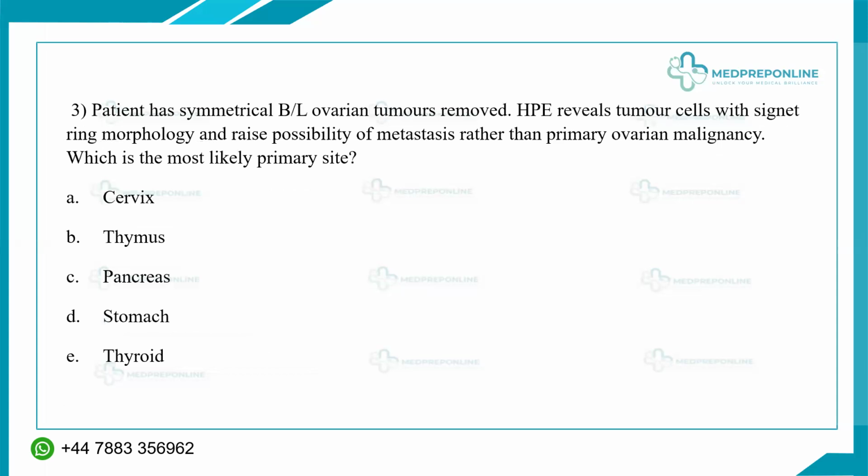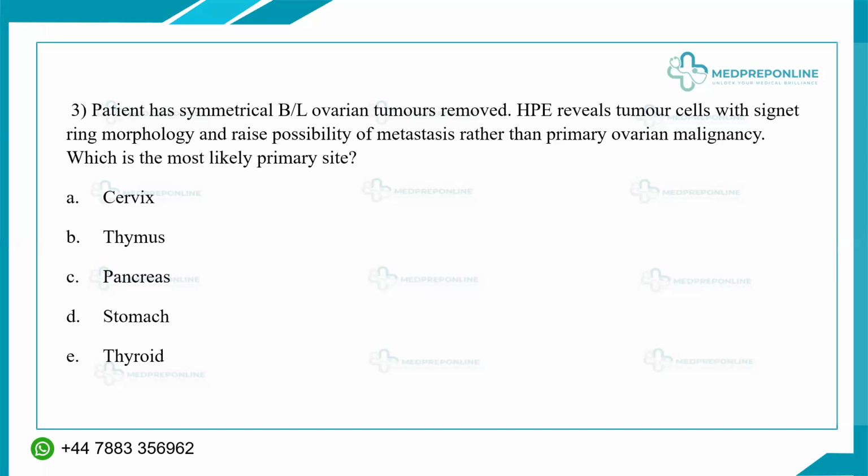Please go ahead. Patient had symmetrical bilateral ovarian tumors removed. Histopathology revealed tumor cells with signet ring morphology and raised possibility of metastasis rather than primary ovarian malignancy. What is the most likely primary site?